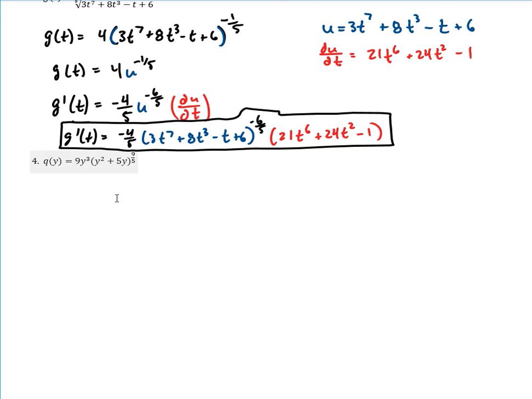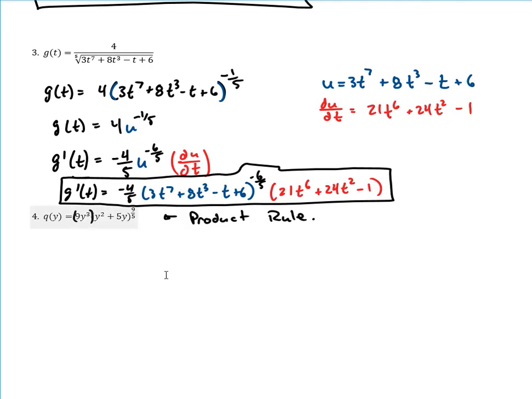Okay, so on number 4, we have 9y cubed times y squared plus 5y to the 9/5. And saying these out loud like that could help with recognizing that I do have a product. This is a product, 9y cubed times y squared plus 5y to the 9/5. So that means I got to use the product rule.